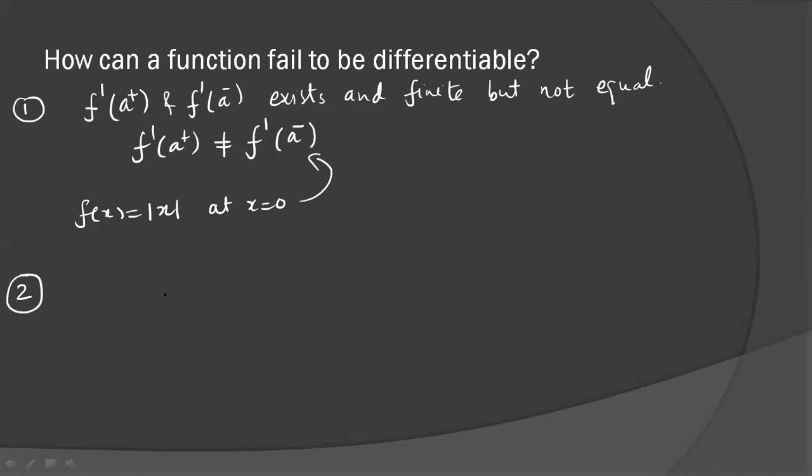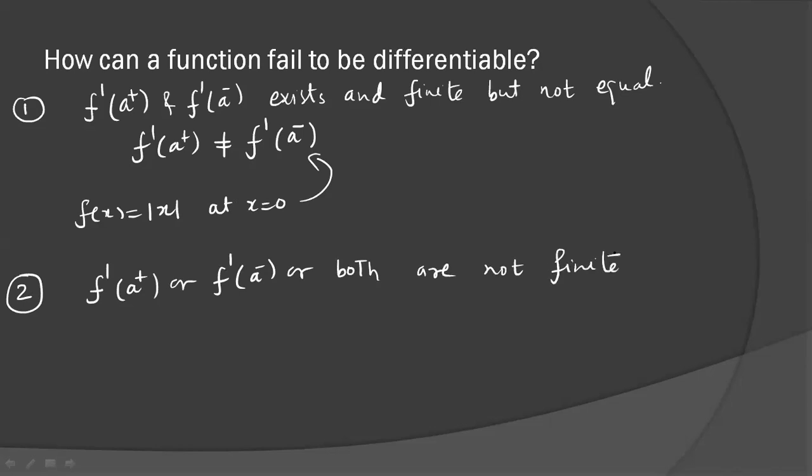Second is, one or both of f dash a plus or f dash a minus are not finite. This means at least one of them is tending to infinity, then the function is not differentiable at x equal to a.